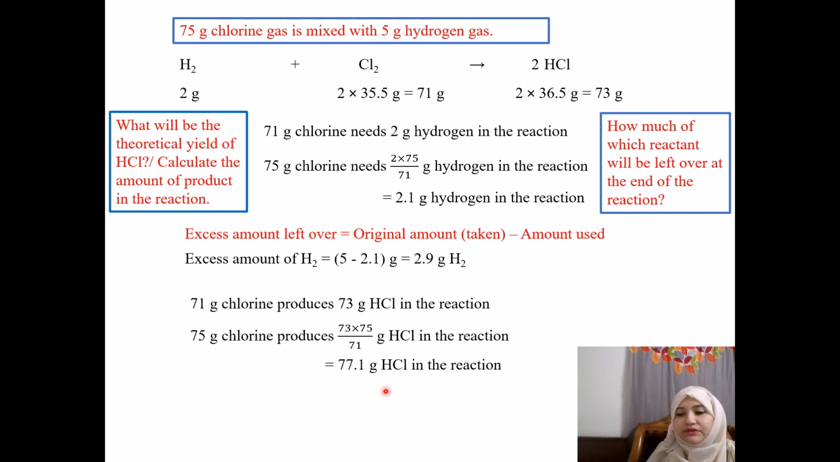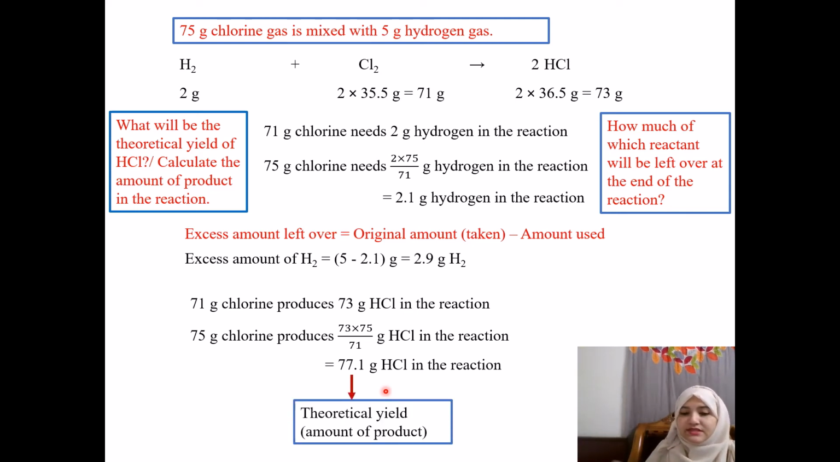And this is our theoretical yield. This is our amount of product, our amount of maximum product. I think this concept is clear to you, and it is very important, and comparatively a complicated concept in this chapter. If you practice, then it will be easier and more clear to you.